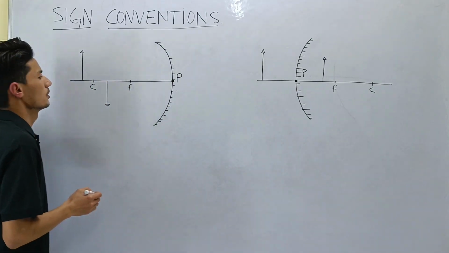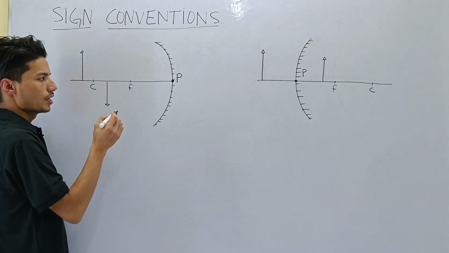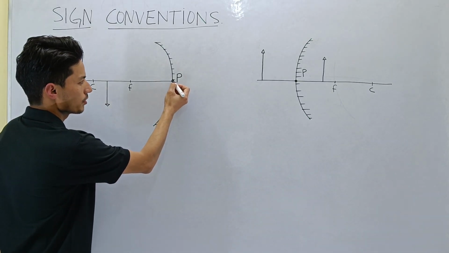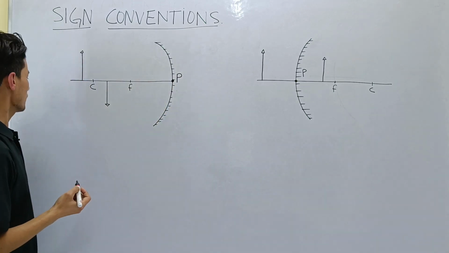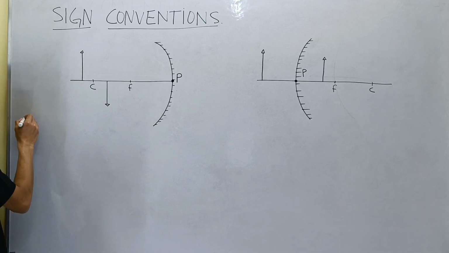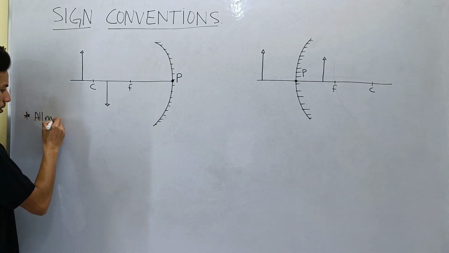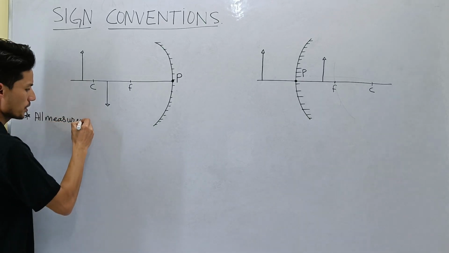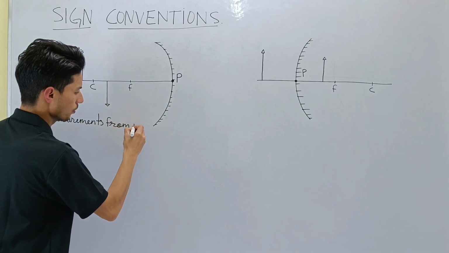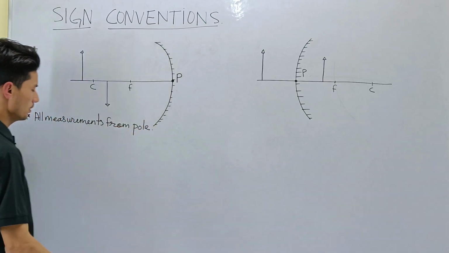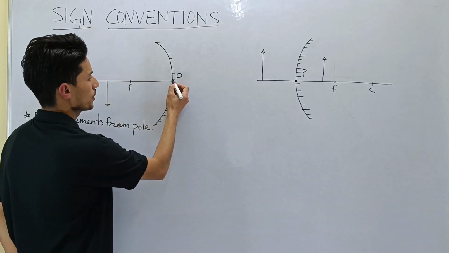Alright, now let us label them. First thing, all measurements will be done from the pole. Remember that. Whenever you are measuring, always start from the pole. Let us write some points here. Star mark: all measurements from pole. This is very important. So the pole is here.